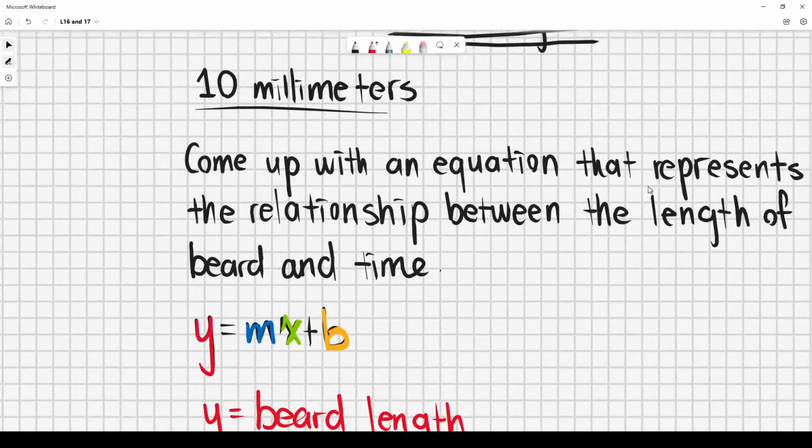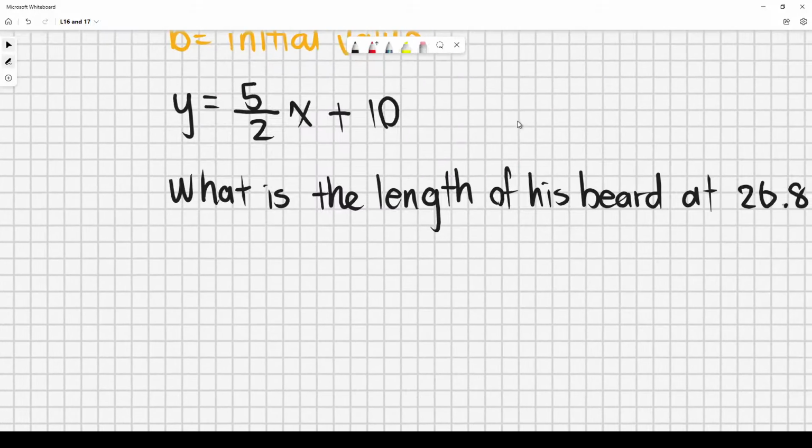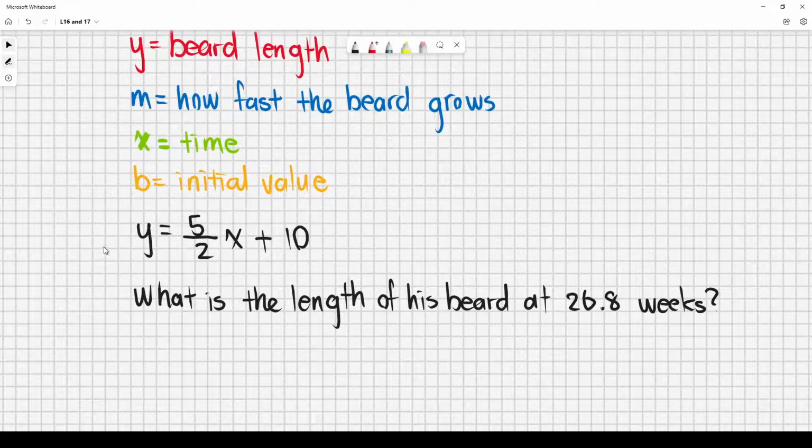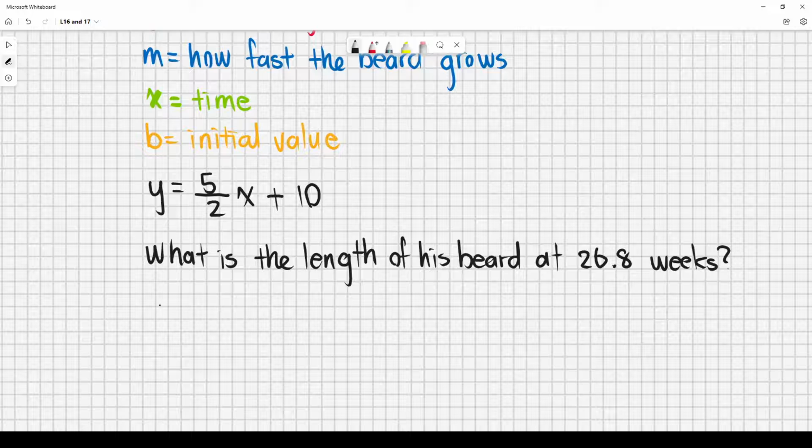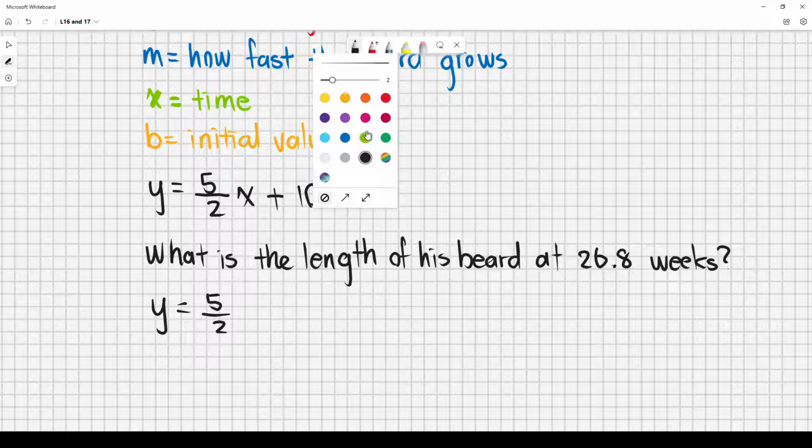But with this graph over here, with this equation over here, we know that this represents a relationship between the time, so x is time, versus the length of his beard, right? So the length of his beard is essentially when x is equal to 26.8. So at 26.8, x is equal to 26.8, you solve for this, you get y. So let me put this in. So y is equal to 5/2. I forgot the calculator again. But yeah, let me do this.